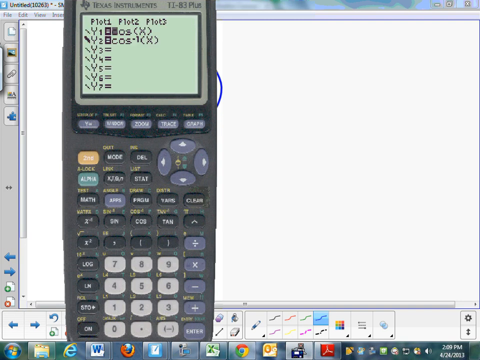Go into y equals, and type in sine of x. Sine of x has an inverse. It's not cosecant. That's the reciprocal. So what you want is the inverse operation. Second, sine. That's sine inverse, and they refer to it as arc sine. It's totally cool what happens here. You guys are really going to like this, okay?